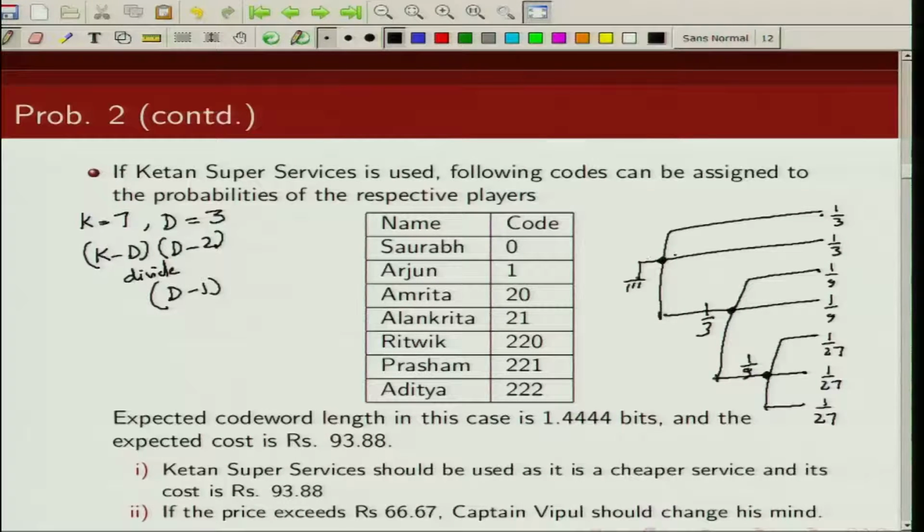This is the root, this probability is 1, and if we assign 0, 1, 2 to these branches, I get the code corresponding to this is 0, code corresponding to this is 1, code corresponding to this is 2 0, code corresponding to this is 2 1, code corresponding to this is 2 2 0, 2 2 1 and 2 2 2. So again I can find out the expected code word length using the path length lemma.